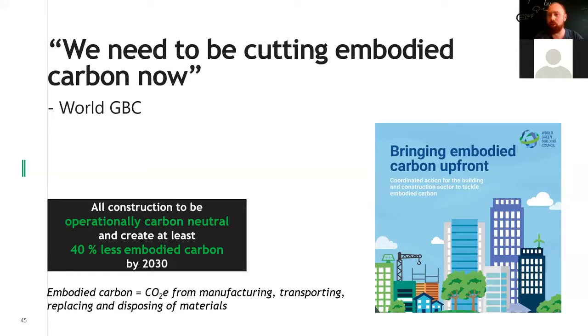The World GBC has also noticed that we have to do something about it. So we have to cut embodied carbon. And that's what we're mostly going to be learning about. All construction should become operationally carbon neutral, and we should be able to cut 40% of embodied carbon by 2030. That's what the World GBC says.